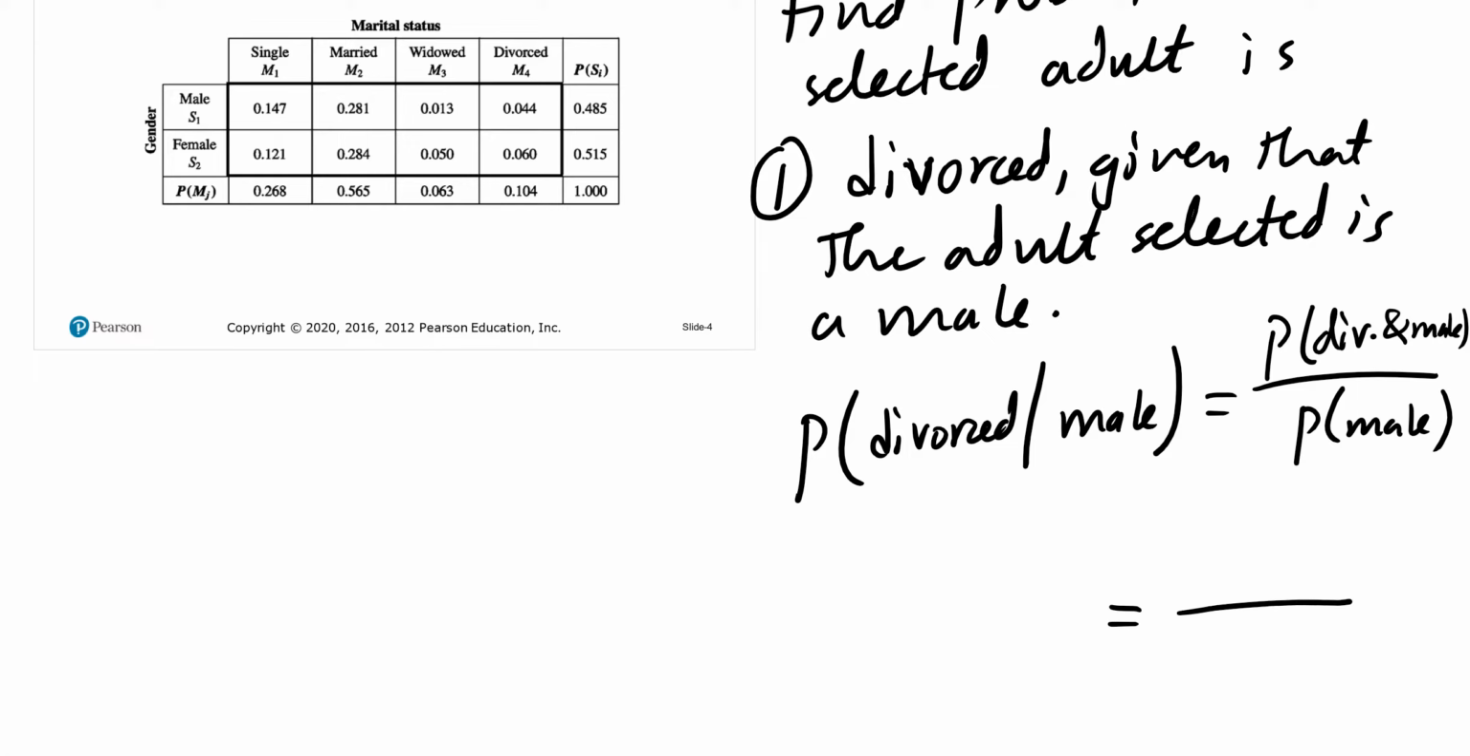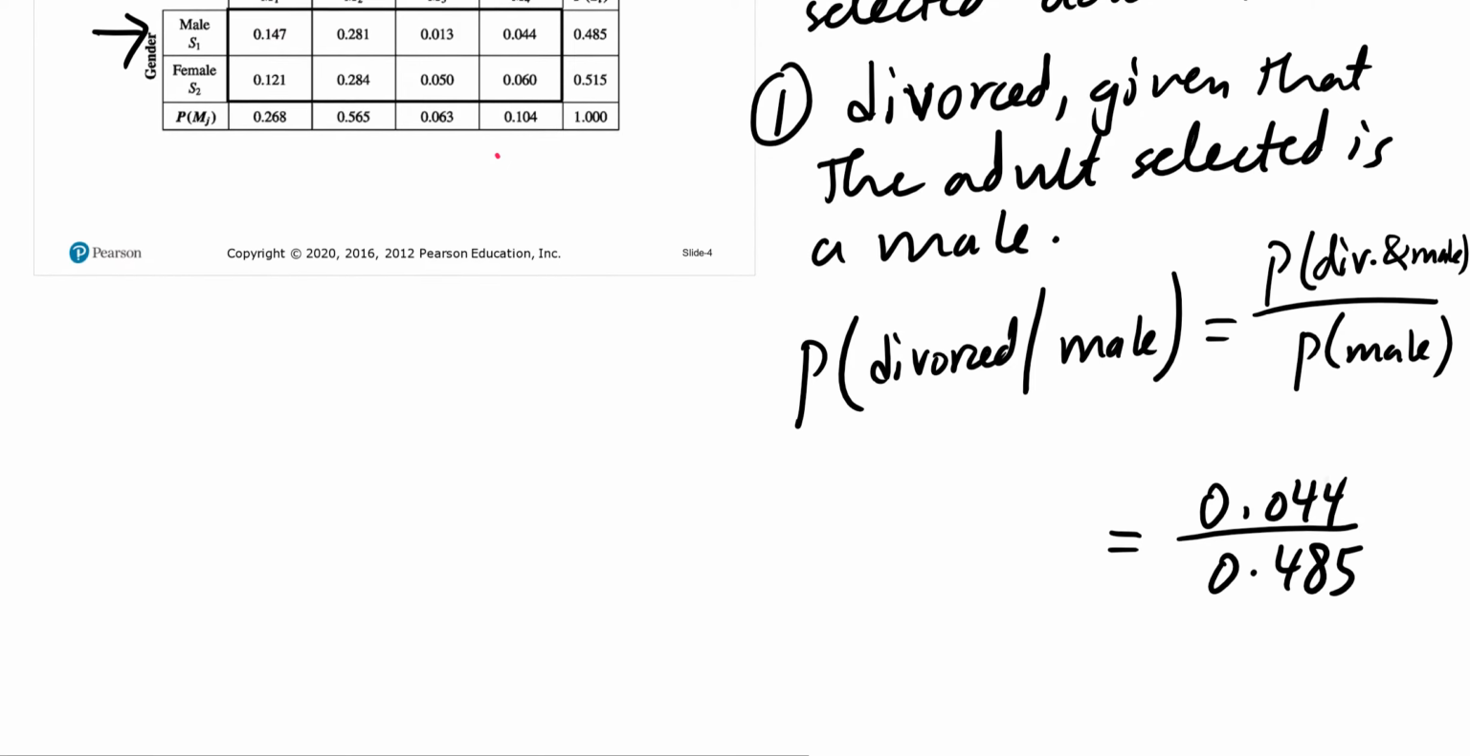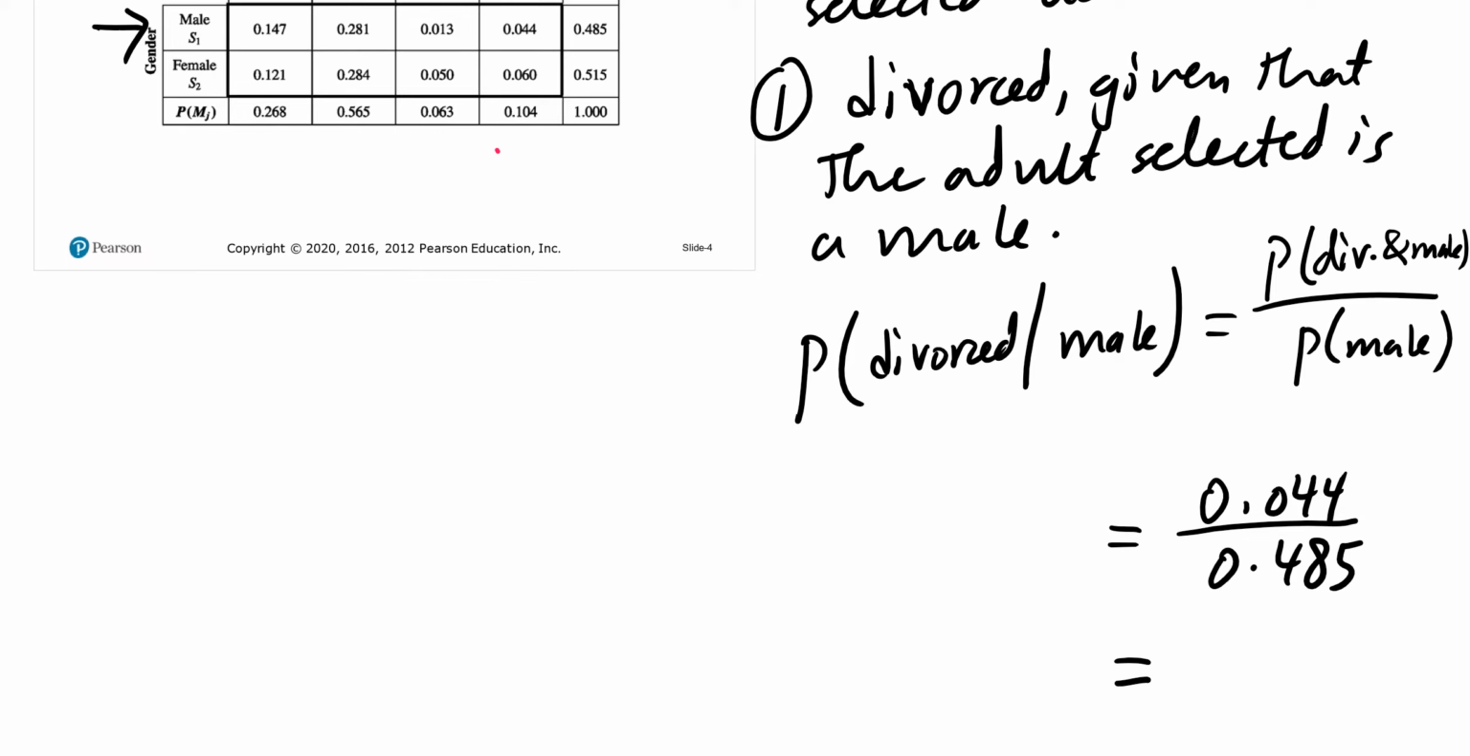And how is that going to help us? Well, divorced and male, what is it? Divorced, so you go across divorced this way down, and male, so they overlap here. So they overlap at 0.044 divided by he's a male. What's the probability he's a male? Male means you look at the male row. The male row here is 0.485, and if we divide it, round to 3 decimal places, that gives us 0.091.